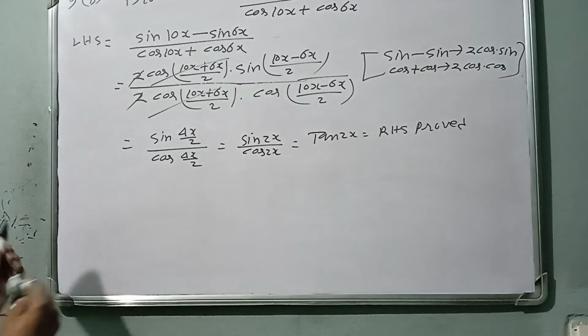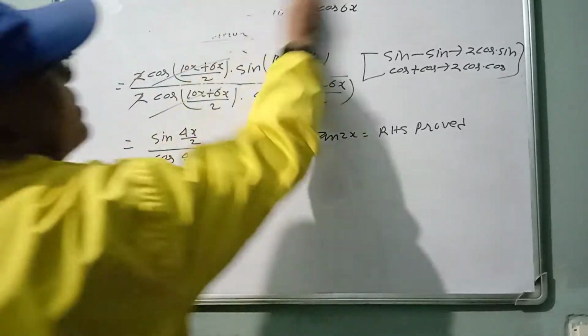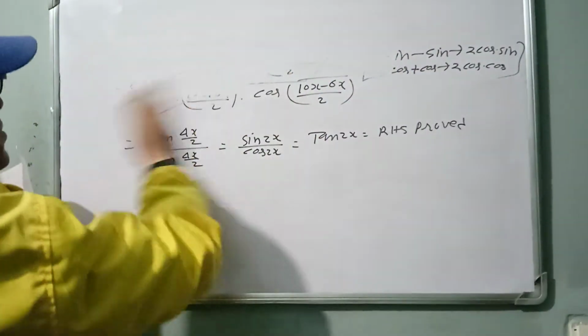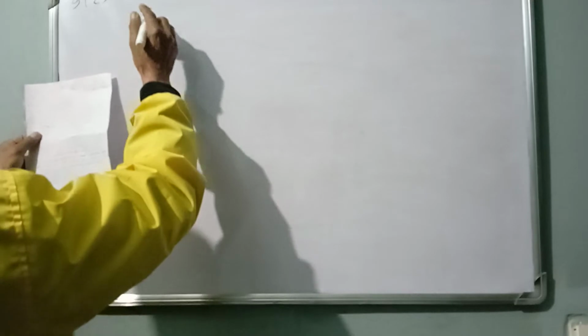Question number 9b. Now 9c. For short questions, you are practicing short questions. You have to prove. 9c. Prove that, or see that, solve also.